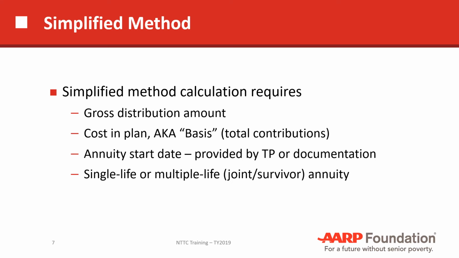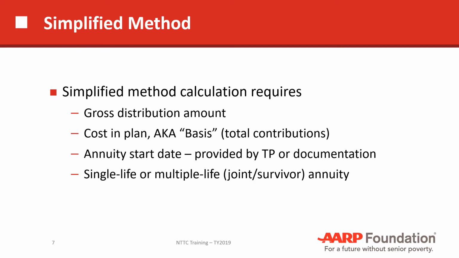So there is certain information that we're going to need to know when we do the simplified method calculation. First of all, the gross distribution amount. We're going to get that from the 1099-R. The cost in the plan, also known as the basis, which are the total contributions that the employee made during the lifetime of their employment with the employer. So that's their basis in the plan, and that's what they paid in after-tax dollars over the years.